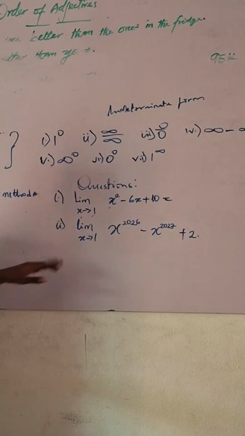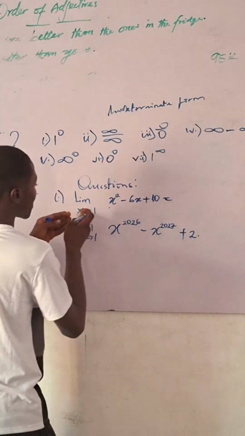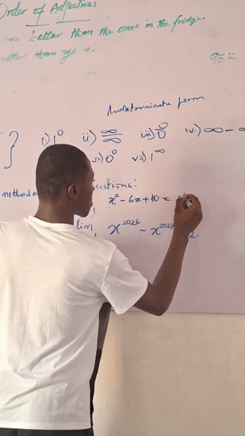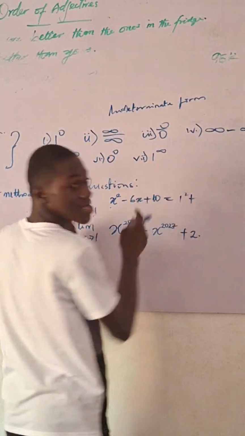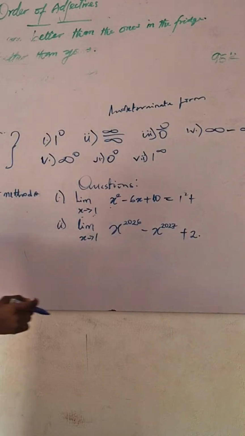Guys, are you listening? Yes, sir. So let's solve this first one. x is approaching 1, so anytime I see x, I put 1. So this will be 1 squared. That method is called direct substitution. The first thing is direct substitution.